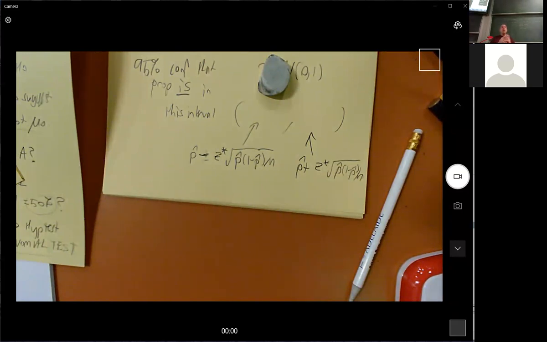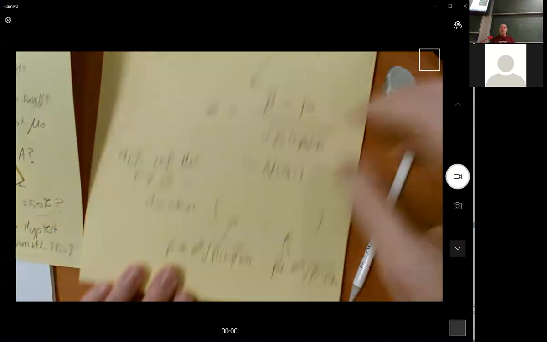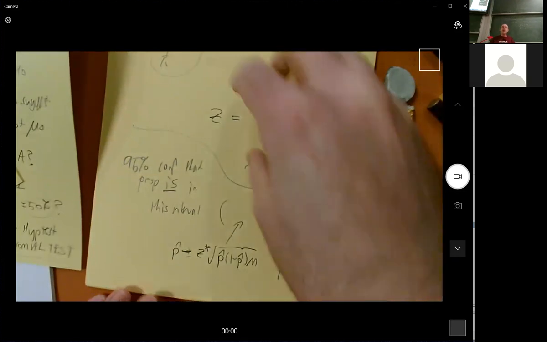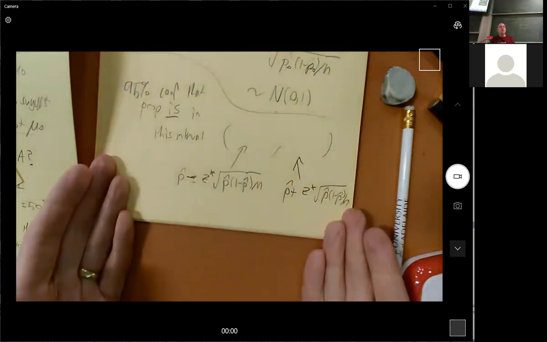So the question of, is the proportion 50%? That's this one. The question of what actually is the proportion, what could it be? That's this.